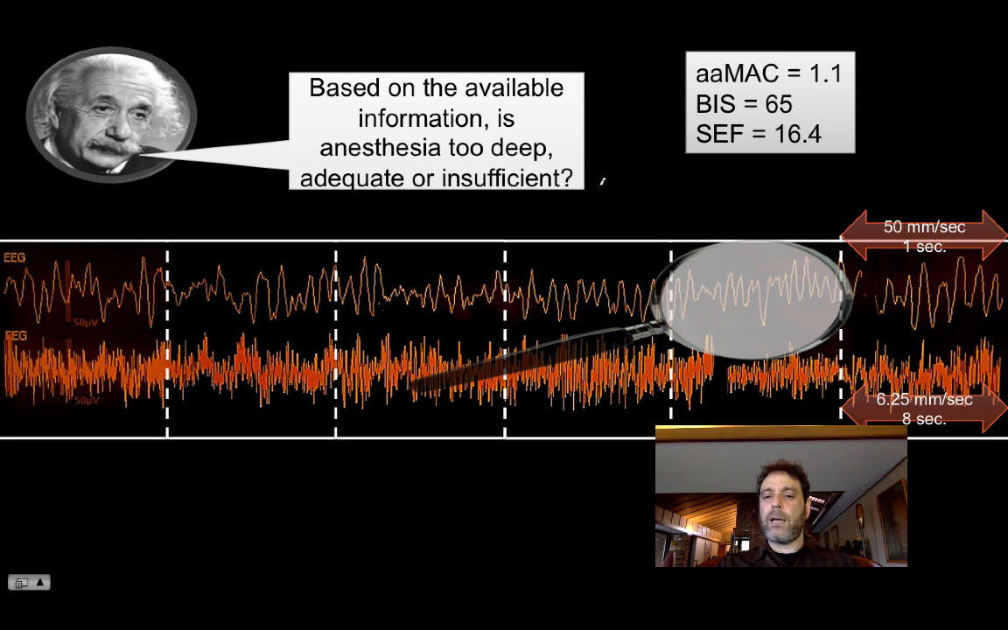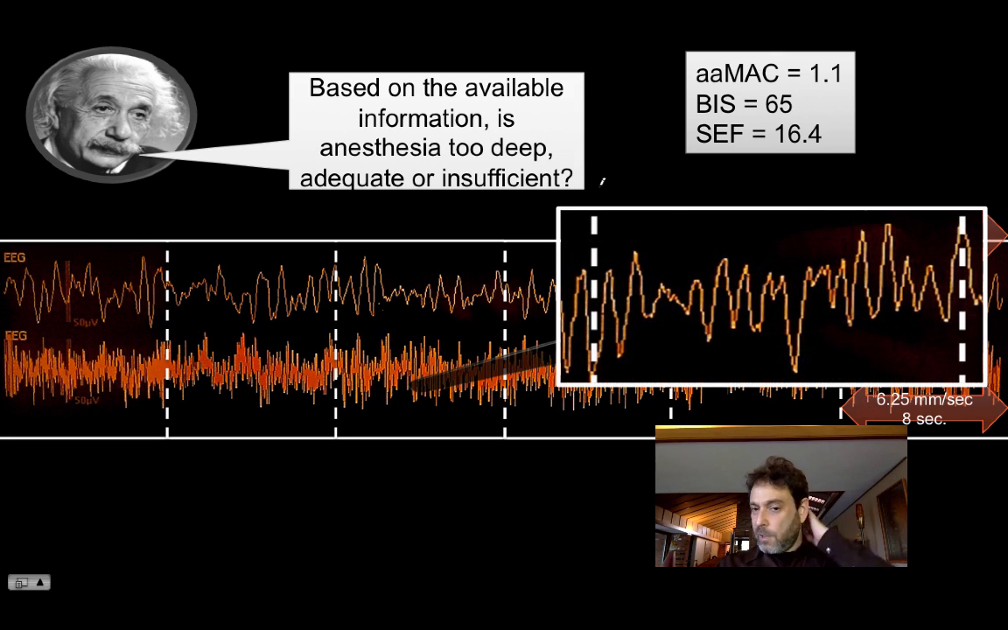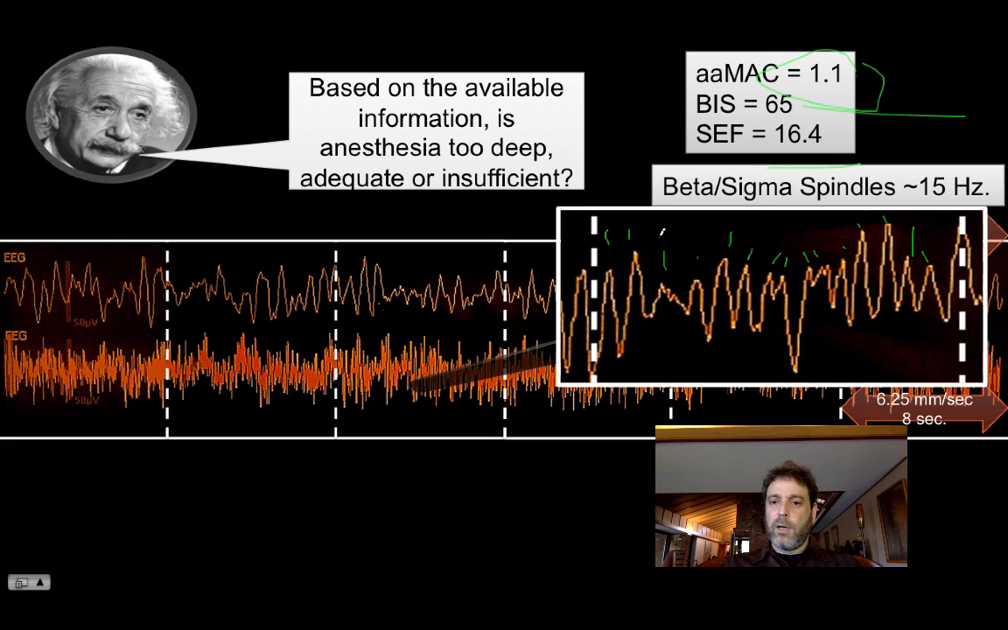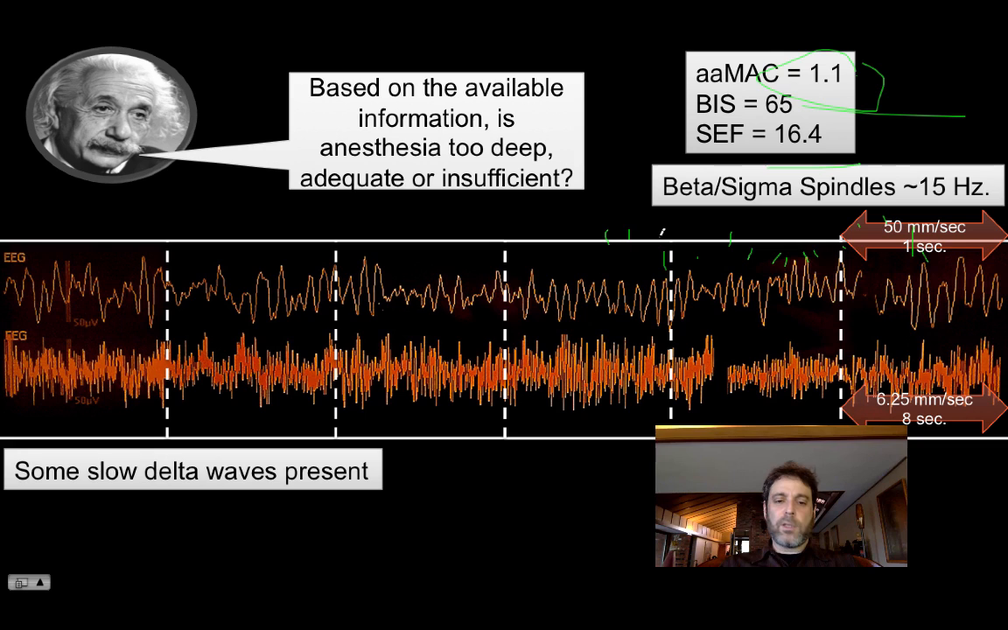So now I'm going to use a magnifying glass and blow up that section of the EEG, which helps us to count the spindles. So now you can actually count them very precisely. 1, 2, 3, 4, 5, 6, 7, 8, 9, 10, 11, 12, 13, 14, 15. So 15 Hertz, which is consistent with our spectral edge of 16. We're at this high Mach value. Our BIS is 65. So we've got beta sigma spindles at 15 Hertz, and we've got some slow delta waves.